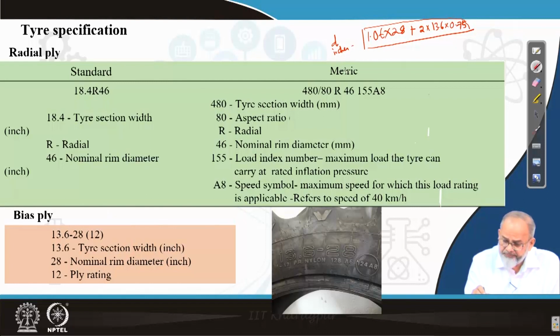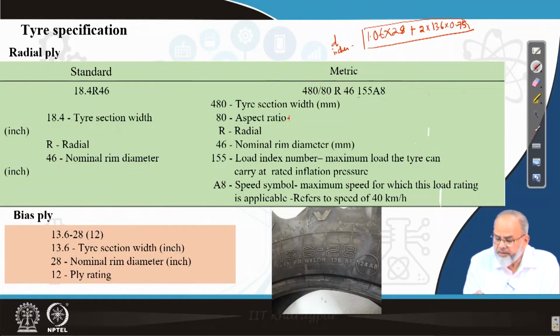But in a metric system, the radial ply tire is specified as, you can see the numbers 480/80 R46 155 A8. So there are a good amount of numbers. So the first number 480 represents the tire section width in millimeter. 80 is the aspect ratio, which is, no, this is not millimeter, this is in percentage. Then R is the radial tire. Then 46 is the nominal rim diameter, which is in millimeter.